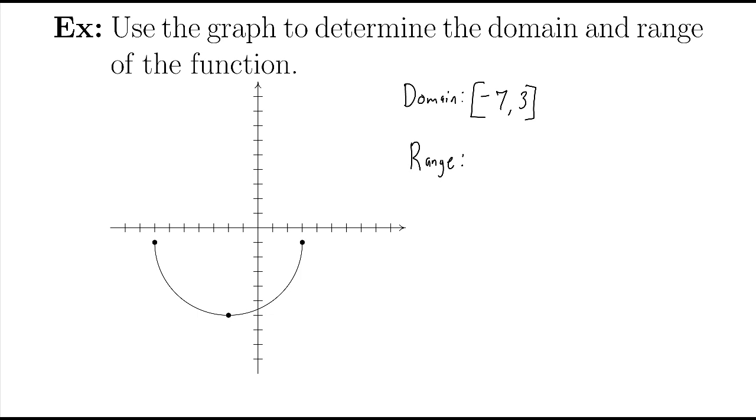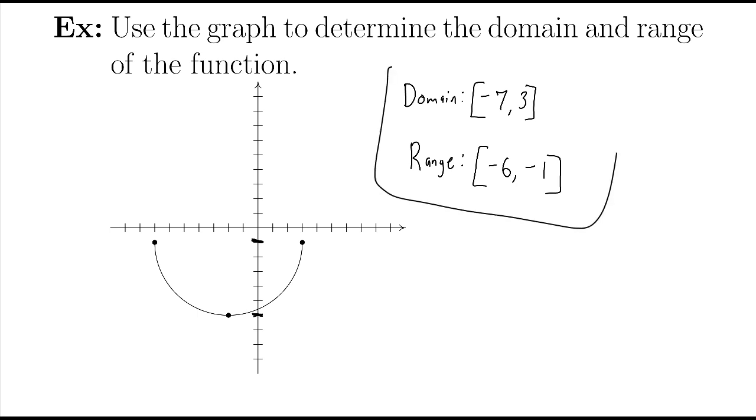Well, the lowest y value is here. That's 1, 2, 3, 4, 5, 6, -6. I'm going to use a bracket because that point, -6, is included. And it goes up all the way here, which is -1. That would be the cutoff point. So my range is -6 to -1, including those values. Okay, so there we go.